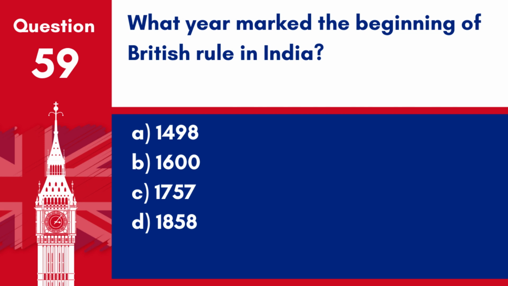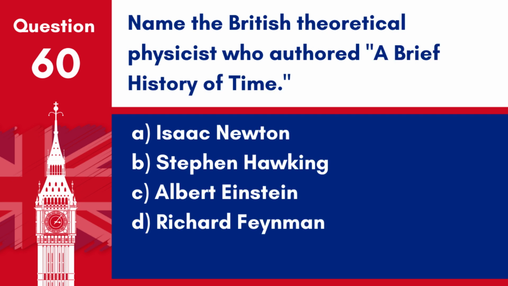Answer D. 1858. The beginning of direct British rule in India is marked by the year 1858, following the Indian Rebellion of 1857. Question 60. Name the British theoretical physicist who authored A Brief History of Time. A. Isaac Newton, B. Stephen Hawking, C. Albert Einstein, D. Richard Feynman.